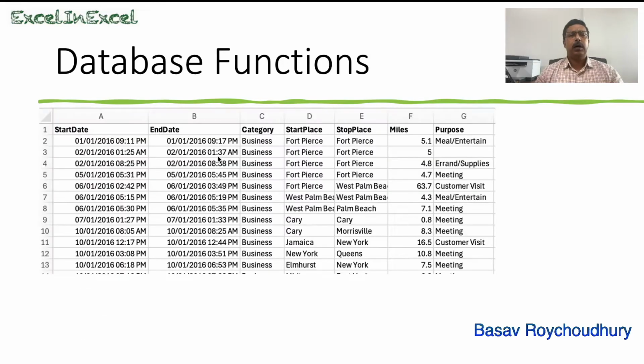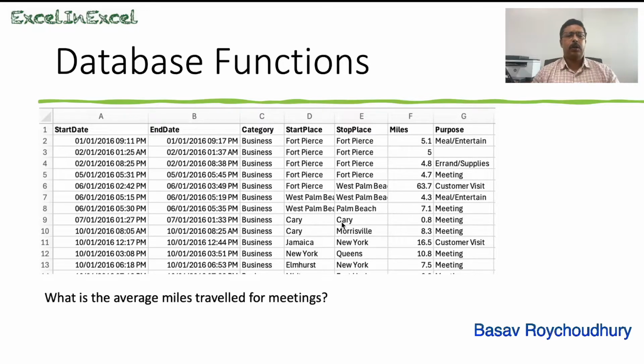So if we look at this data set now, the same database that I talked about some time back, and we ask ourselves this question: what is the average miles traveled for meetings? In that case, we need to extract records from this database which satisfy the condition that the travel must be for meetings.